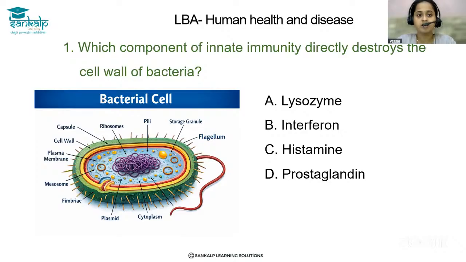Let's solve the question 1. Which component of innate immunity directly destroy the cell wall of bacteria? So dear student, here first you need to understand what is meaning of innate immunity. Okay, I think now you have studied already, right, about all these chapters you have already studied. I think you know the meaning of innate immunity. What do you mean by innate immunity? So innate immunity is nothing but immunity present at the time of birth itself.